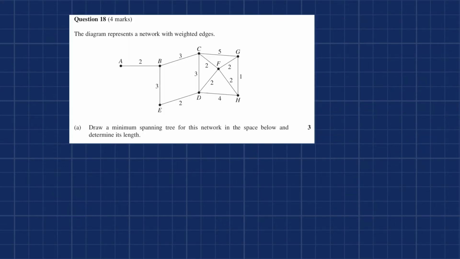Okay, so question 18. Here we have a network question. It simply asks us to draw the minimum spanning tree for this network in the space below. Okay, so one thing to cover just before we start this is you may get a completely different minimum spanning tree because, as you should remember, minimum spanning trees are not unique to the structure. However, their length should be the same. So if I get one length for this, you should get the exact same length if you've done it correctly.